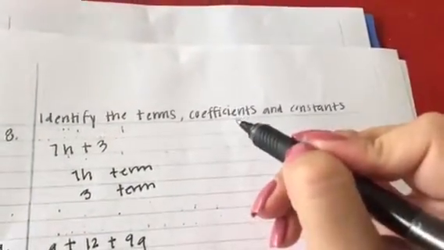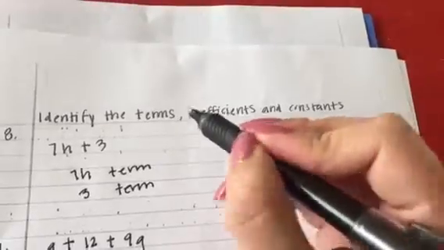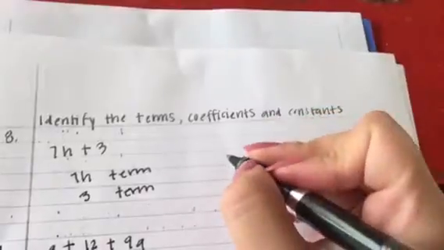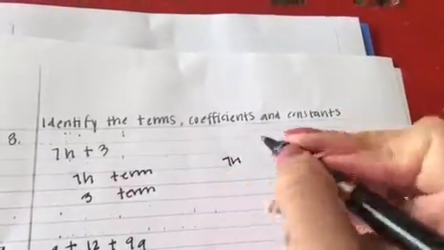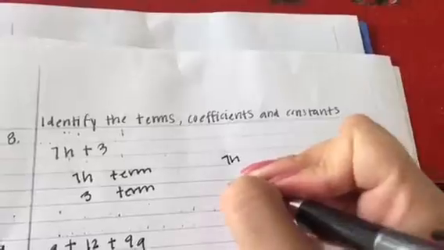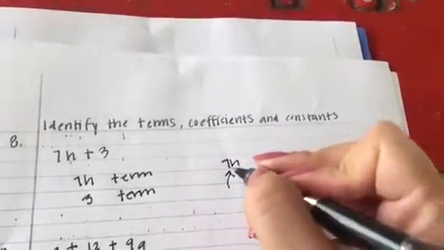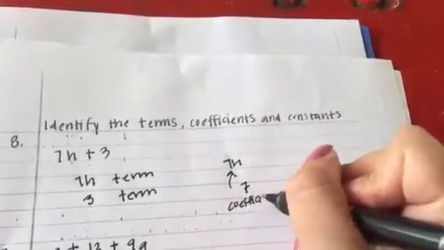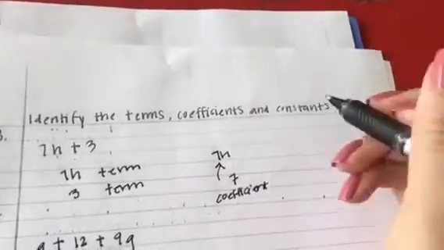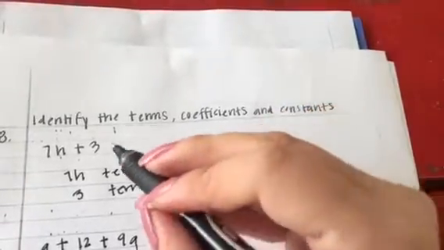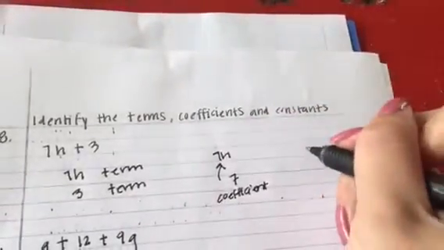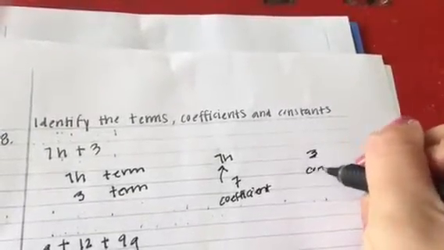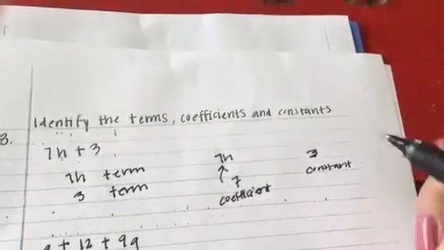Now we can move on to coefficients. Coefficients must come with a variable. So 3 doesn't have a variable, but 7h does. The coefficient is the number in front of that variable, so it would be 7. 7 is a coefficient. And then constants, remember these are just solid numbers without variables. So here, the number 3 would be the constant.